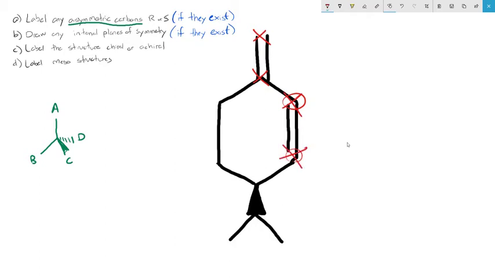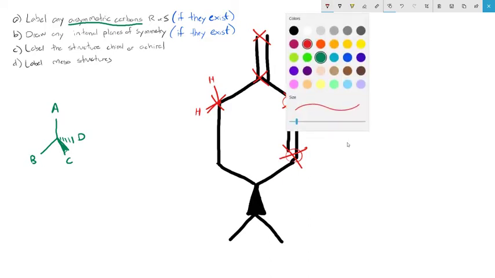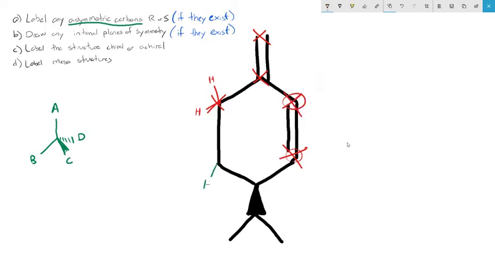Doesn't have 4 groups. If we look at this carbon over here, we have 2 hydrogens on it, right? The 2 hydrogens are not distinct from each other, so that means this is not asymmetric. And likewise, if we look at this one, again, the 2 hydrogens are not distinct from one another, so this is, again, not asymmetric.